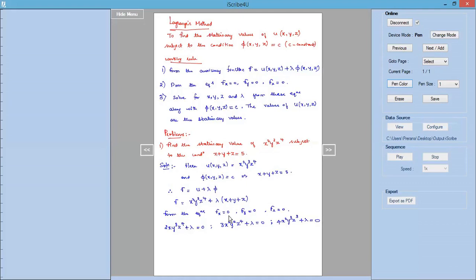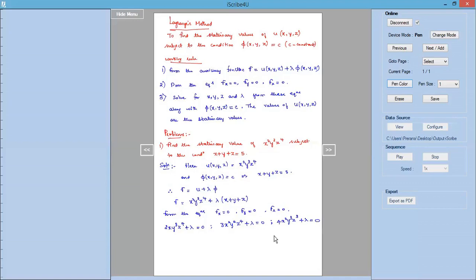Now we need to solve for x, y, z, and lambda. That is what step 3 says. We need to solve for x, y, z, and lambda and find out the stationary point x, y, z from this. So let us write down what is lambda from each of these equations, and we can equate the pairs. We can consider the pairs from these and try to obtain the expressions for x, y, z. So let us do that further.